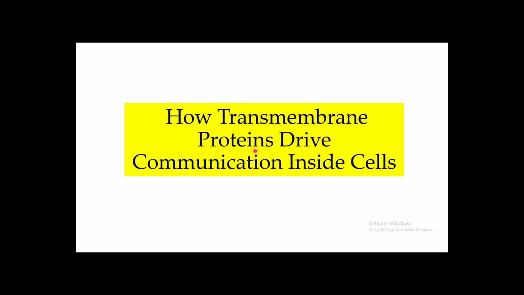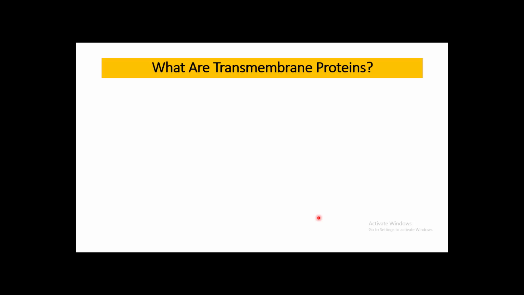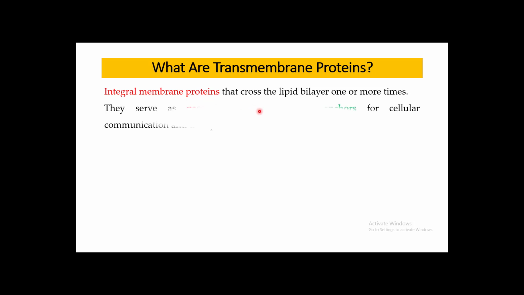Let me recap what we discussed in part 1 on the transmembrane proteins. I've told you that hydrophilic ligands cannot pass the cell membrane, so in order to communicate their message from the exterior into the interior of the cell, they are going to use these transmembrane proteins. The transmembrane proteins are actually integral membrane proteins that cross the lipid bilayer one or more times, thereby serving as the passageways, the receptors, or the anchors for cellular communication and transport.